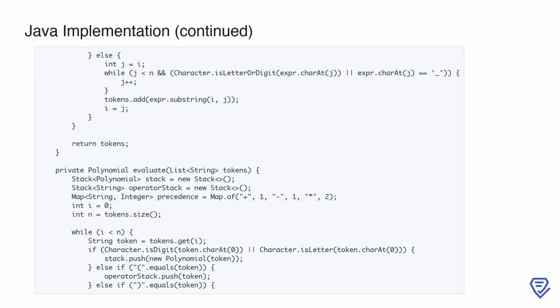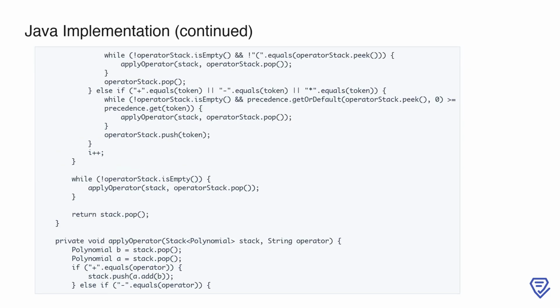The evaluate method begins by initializing two stacks, one for polynomials and another for operators. Precedence rules for operators such as plus, dash, and asterisk are defined in a map to ensure correct handling of operator priority. We then iterate through each token, pushing operands like variables or numbers onto the polynomial stack. For operators, we handle parentheses explicitly, pushing opening parentheses onto the operator stack and processing until we encounter a matching closing parenthesis. When a closing parenthesis is encountered, we repeatedly apply operators from the operator stack to the polynomials in the polynomial stack until an opening parenthesis is found.